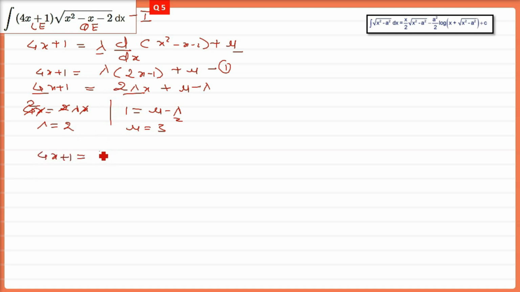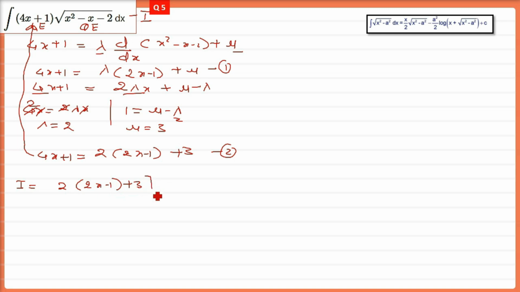Now in equation number 1, we have to replace lambda and mu by 2 and 3 respectively. When we do this, we get the 4x plus 1 ready to be replaced in the original integral I. So I'm replacing lambda as 2 and mu as 3, which we just computed, and this equation number 2 can be a part of the original integral, which will make our integration easier. So the integral will be 2 into (2x minus 1) plus 3. It is essentially 4x plus 1 only. So 2 multiplied by (2x minus 1) plus 3, then we have under root of x square minus x minus 2, and this is dx.